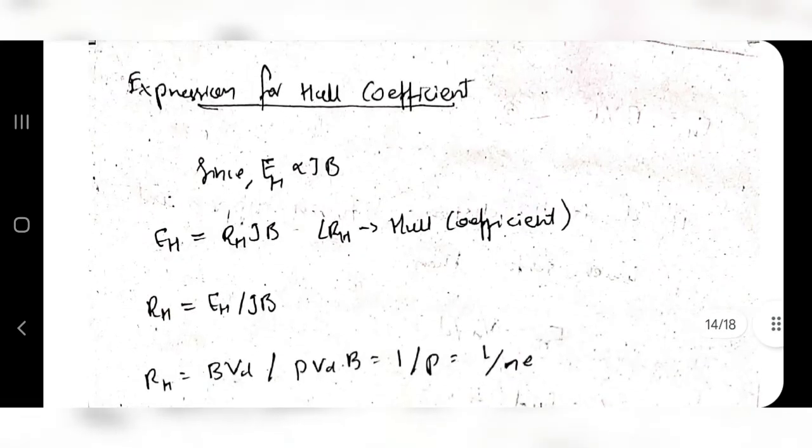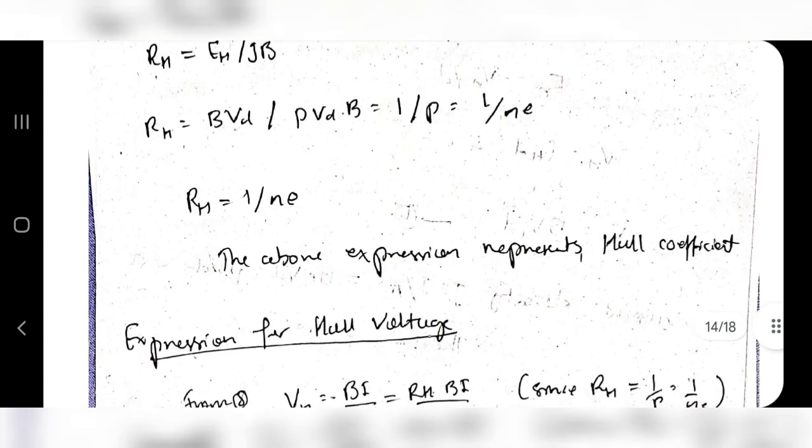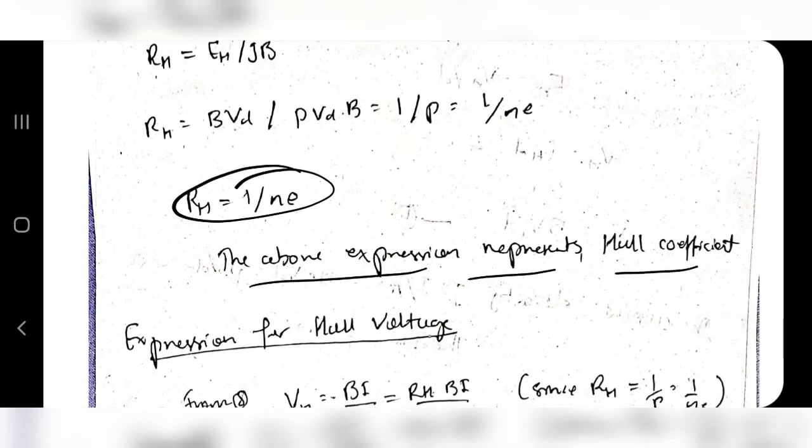Now coming to the expression for Hall coefficient, since EH is directly proportional to JB, EH will be equal to RH JB. RH will be equal to EH by JB, and EH is nothing but BHVD, and JB is nothing but PVD into B. So that we will get as 1 by P, which is nothing but 1 by NE. RH is equal to 1 by NE is the equation for the Hall coefficient.